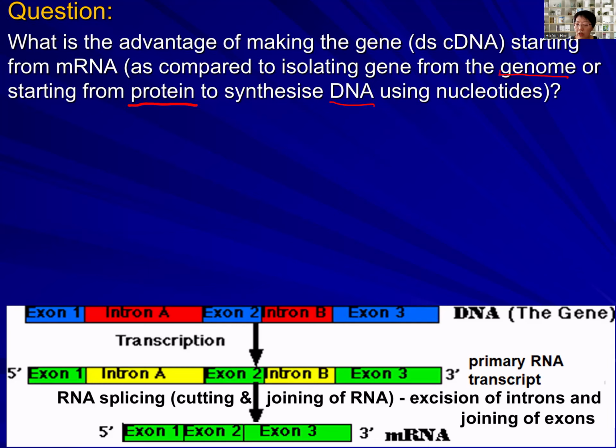Now, have I explained the word genome? You can write into your notes. Genome is actually all the genes and genetic material in a cell or in an organism. Okay, so all the genes or genetic material in a cell or organism.